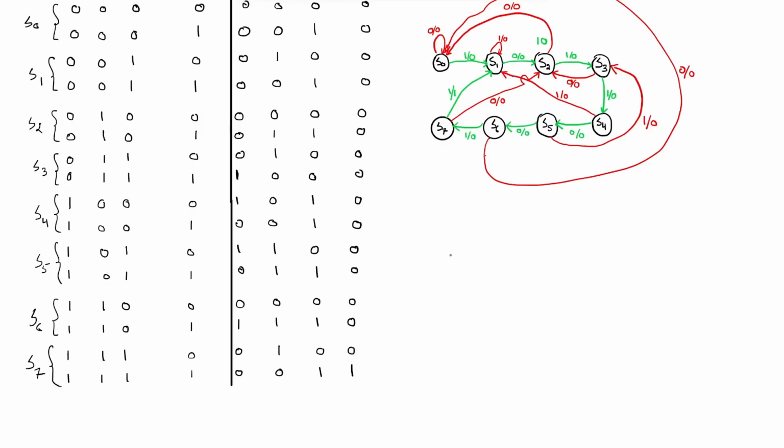So how many D flip-flops do we need? We saw that in previous videos. We can do log base 2 of the number of states, which is 8. So this will give us a 3. So we need 3 flip-flops.